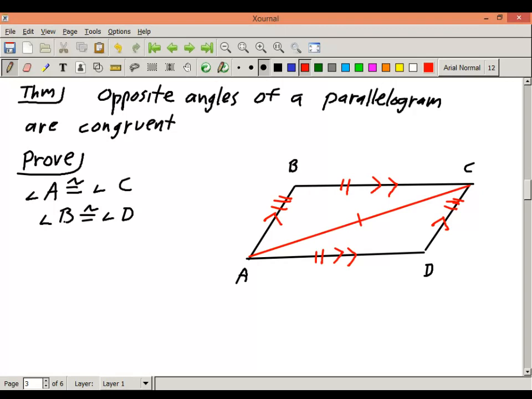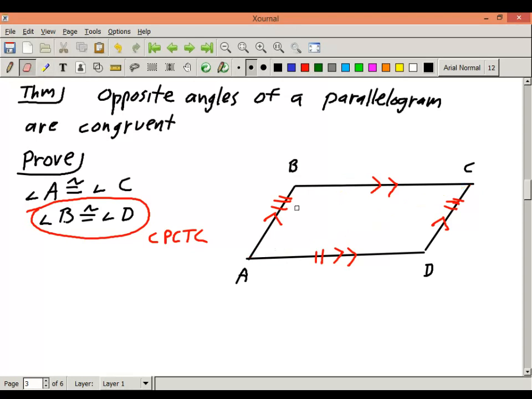Okay, so now then we can say that angle A, actually we're doing this part first, we can say that angle B is congruent to angle D by CPCTC, because once those two triangles are congruent, all their parts are congruent. So corresponding parts of congruent triangles are congruent. So we've got angle B and angle D congruent. Now if I erase my markings here and draw a different diagonal, we can prove the other part.